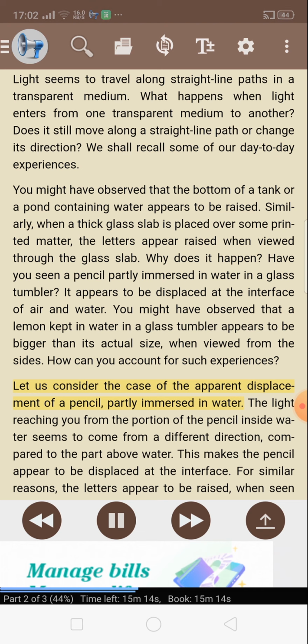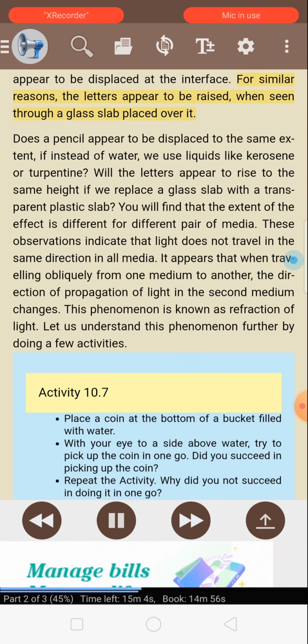Let us consider the case of the apparent displacement of a pencil partly immersed in water. The light reaching you from the portion of the pencil inside water seems to come from a different direction compared to the part above water. This makes the pencil appear to be displaced at the interface. For similar reasons, the letters appear to be raised when seen through a glass slab placed over it.